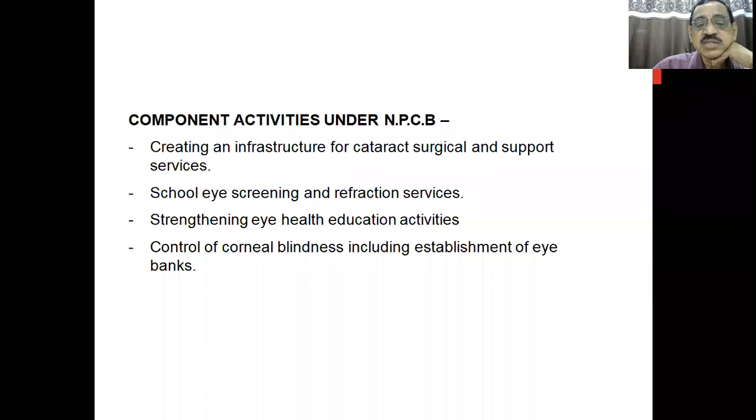And strengthening eye health education activities is another component which comes under NPCB.